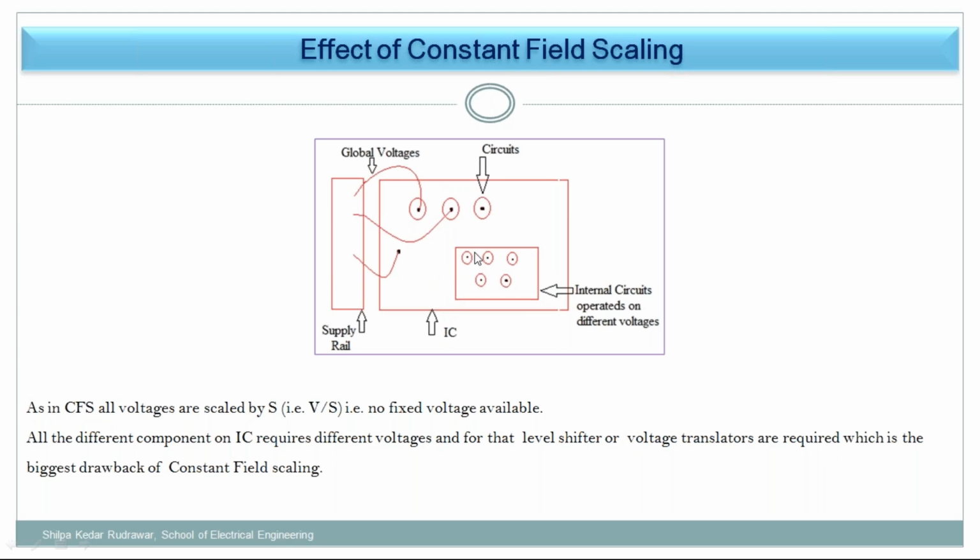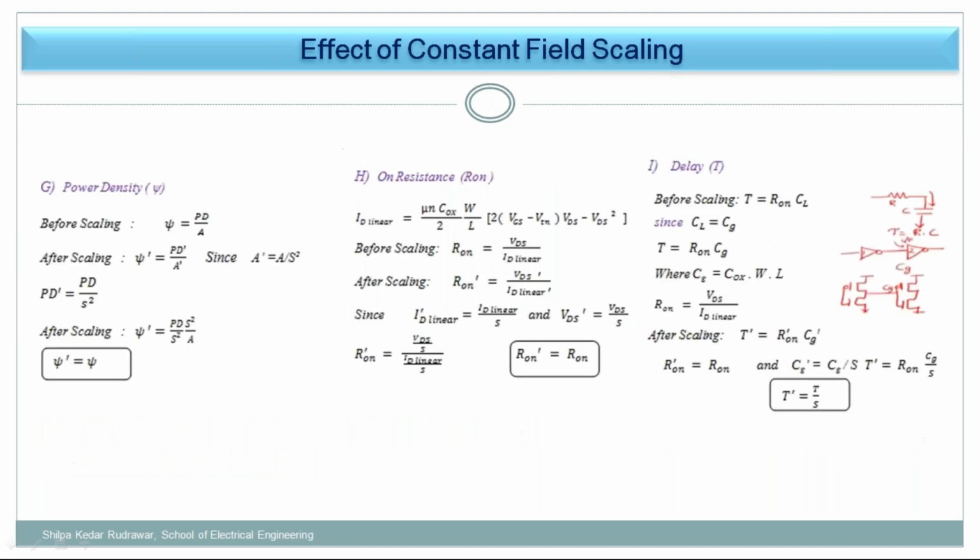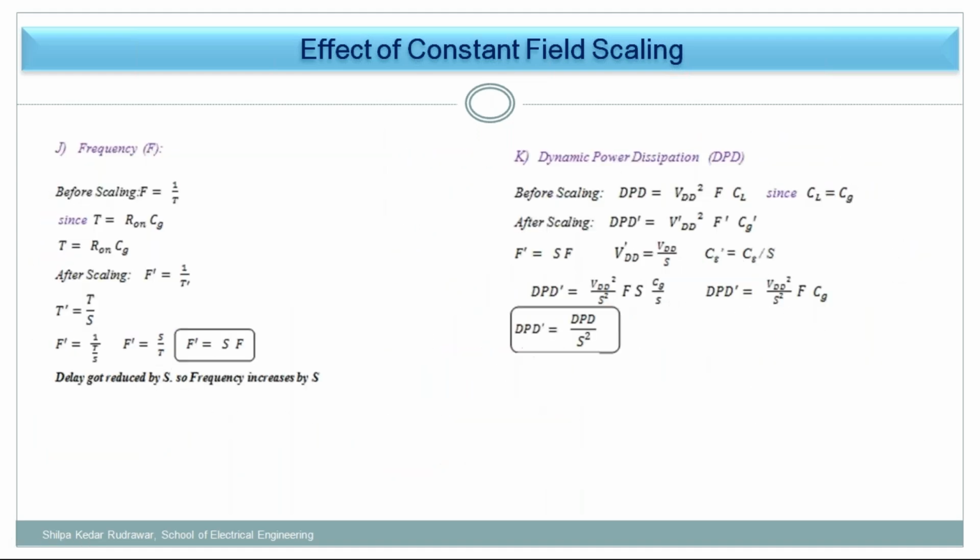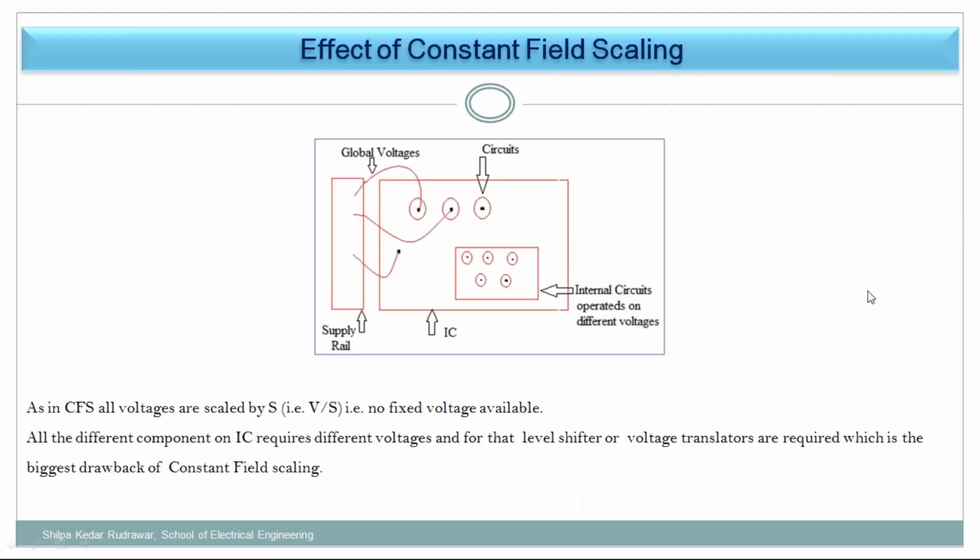Okay, now it is not like that every component operates on the same voltage. Some circuits require 1.2 volt, some require 5 volts, some require 12 volts. So every time if you need a different voltage, it is difficult, and that way you need to have a level shifter or voltage divider circuitry present on this IC. A voltage divider or level shifter circuit is required for the operation of the different components or circuits over here. And that is the biggest drawback of constant field scaling.